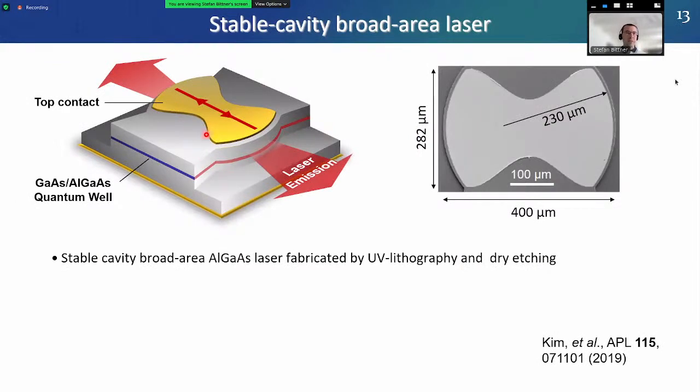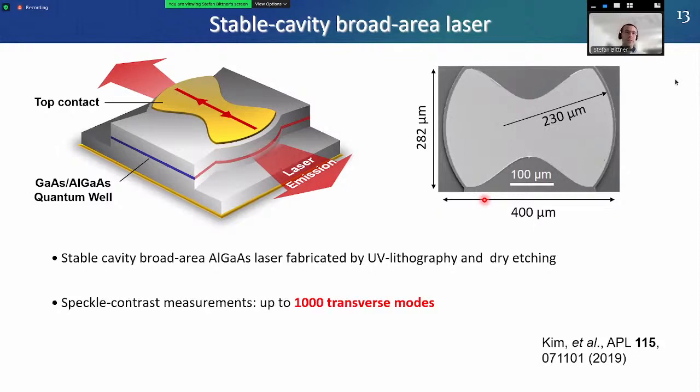Here again, a sketch of the stable cavity laser. So the curved mirrors were etched using UV lithography and dry etching. The fabrication was done by our collaborators in Singapore. And the top contact was designed in this hourglass shape to align it with the profile of the high order transverse modes. Here you see the top view SEM image of a typical cavity, which is 400 micron long and 280 micron wide with a curvature radius of 230.